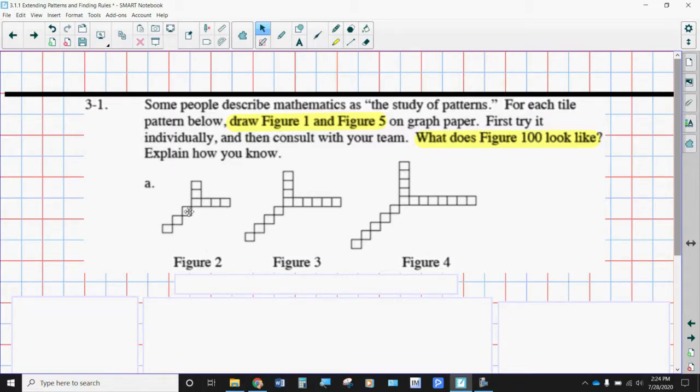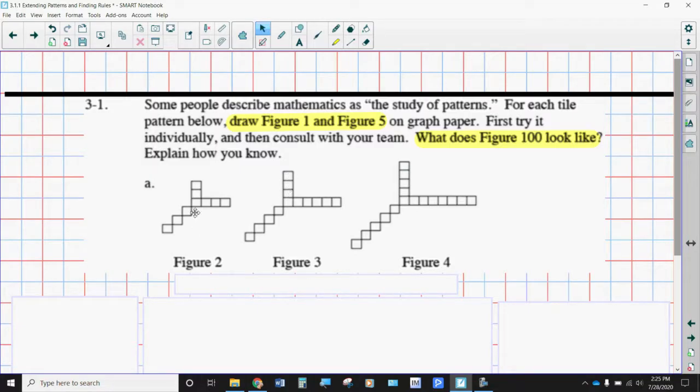Okay, make sure I'm going to call this the tail, I'm going to call this the row, and I'm going to call this the column. Now, as you are counting the tiles, you might want to consider when it grows, going from figure 2 to figure 3, where do you see the growth happening? How many tiles are added on to the tail? How many are added on to the row? And how many are added on to the column?